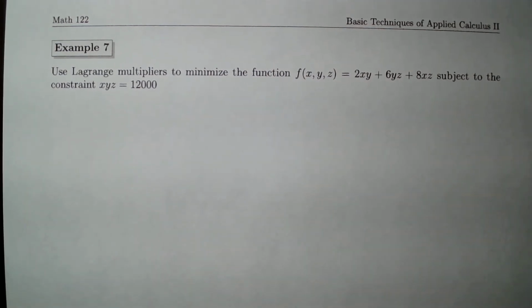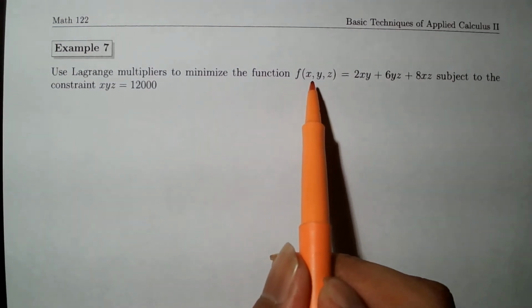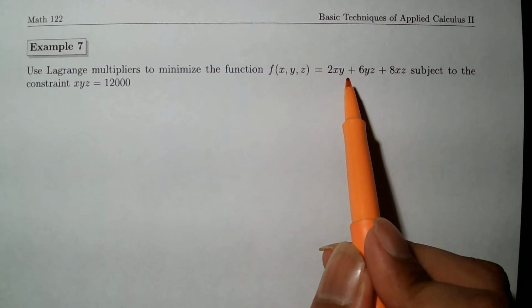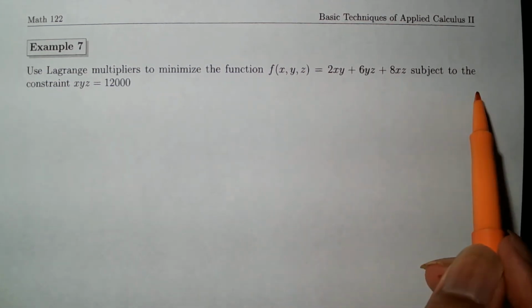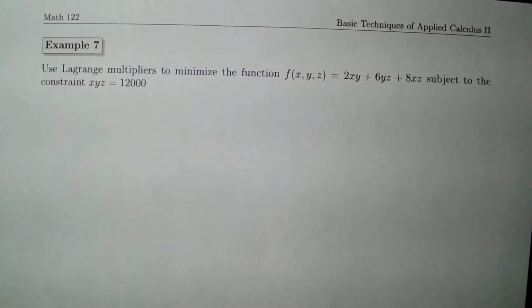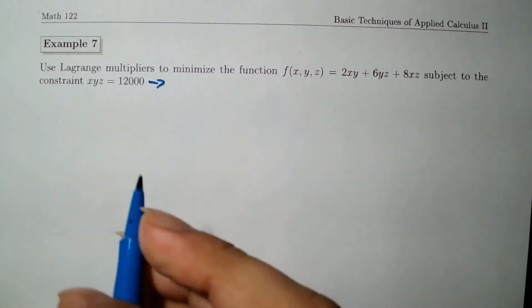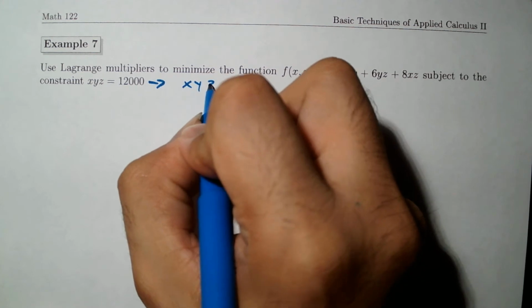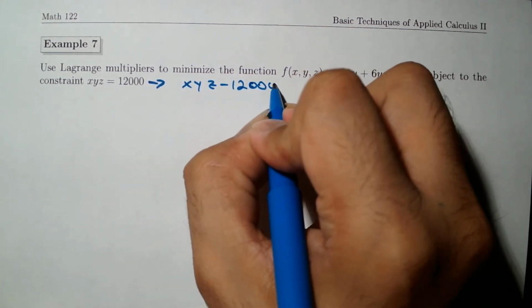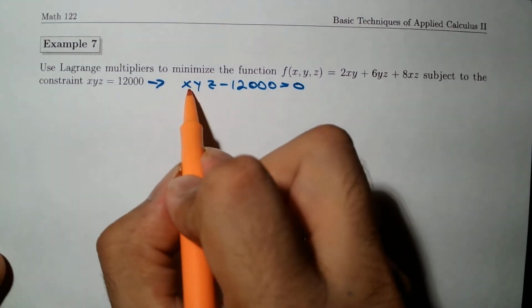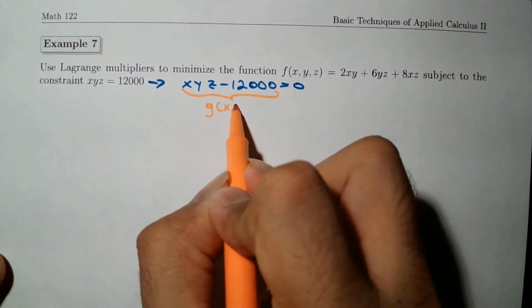All right. So we use Lagrange multipliers to minimize a function f of x, y, z equals xy plus xyz plus xz, subject to the constraint xyz equals 12,000. This one is going to take a good minute to solve, so take a deep breath. Now, let's first of all write this in the form of a constraint: xyz minus 12,000 equals 0, in which this is g of xyz.